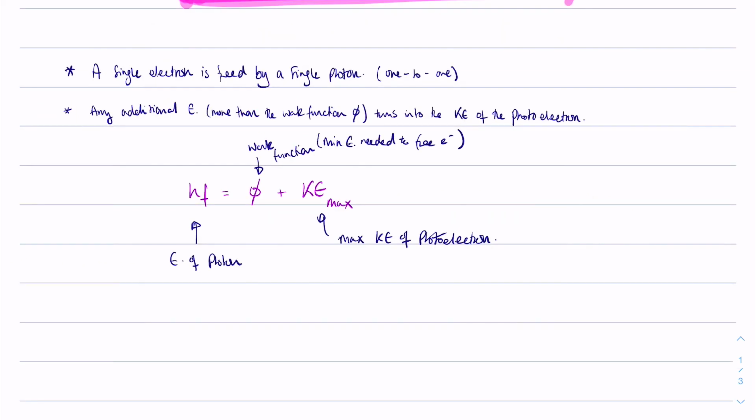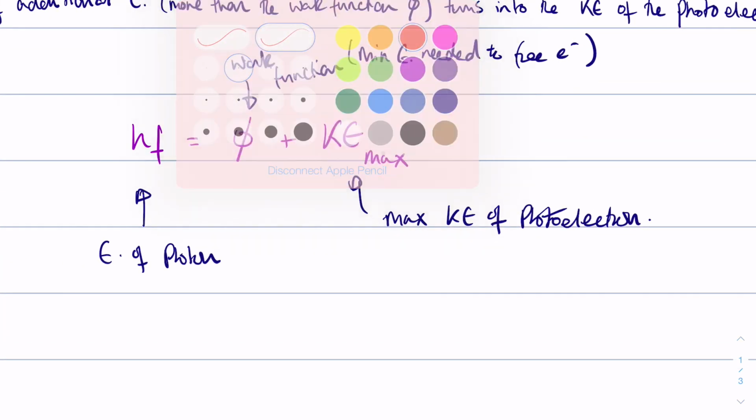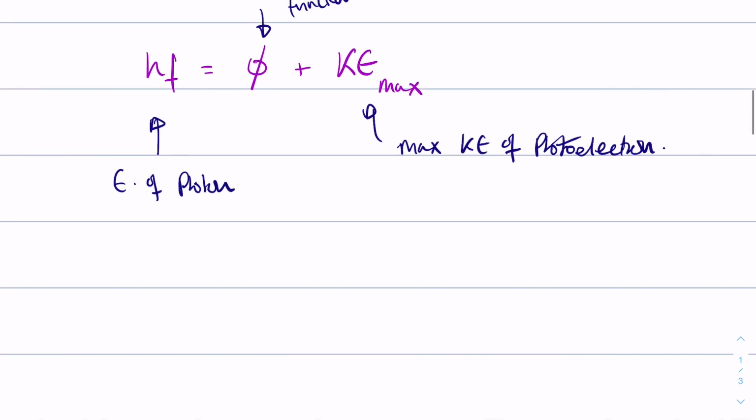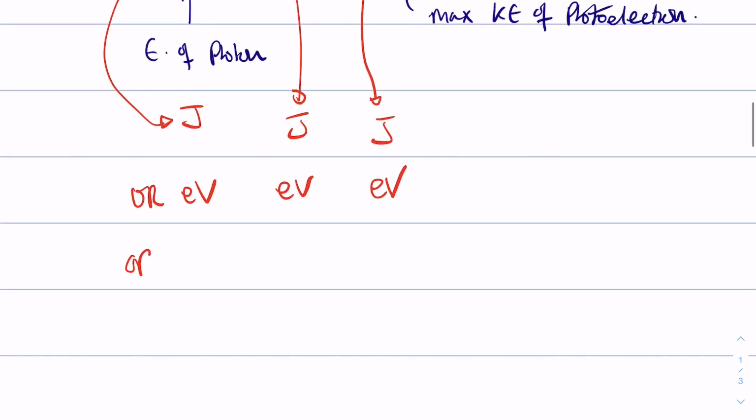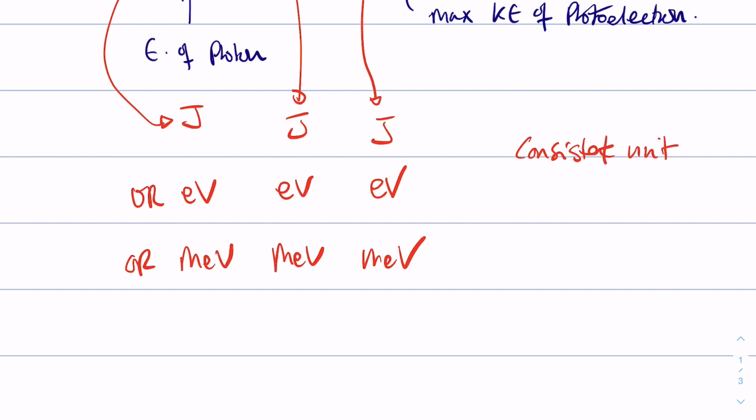And so all of these quantities are in joules or electron volts, and you have to be consistent. So either this is in joules, or electron volts, or MeV. They have to be the same. Okay, so we'll put consistent units. And as always, consistent units are required with any equation that we choose.